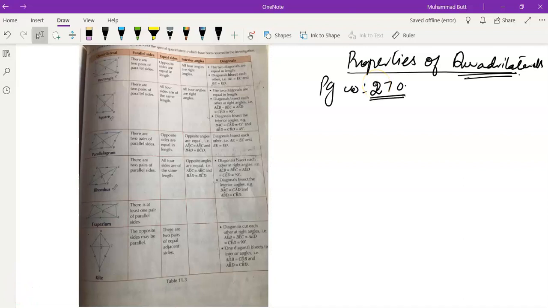If you go through this page, there is a table given to you, and all the properties of the quadrilaterals have been explained on this page. There are many quadrilaterals: rectangle, square, parallelogram, rhombus, trapezium, and kite, and the property of every quadrilateral is mentioned on this page. First we will discuss the rectangle. What is a rectangle?